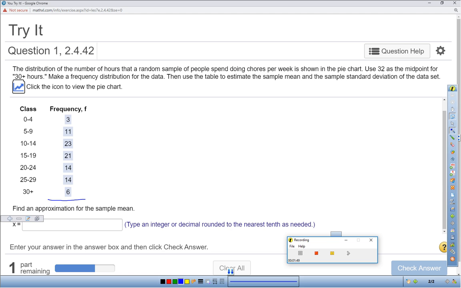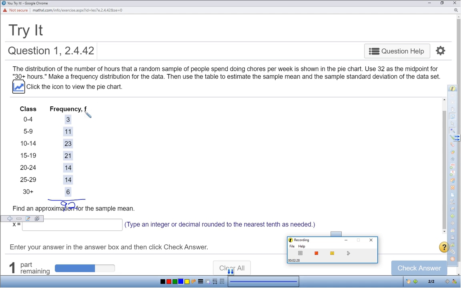So let me get a calculator. I'm going to use my calculator on my desk. So it's 3 plus 11 plus 23 plus 21 plus 14 plus 14 plus 6. I got 92. Please confirm yourself that you get the same answer. So here the sum is 92.